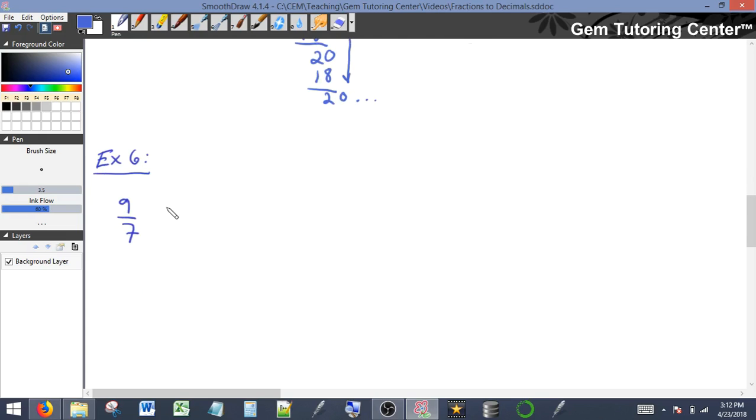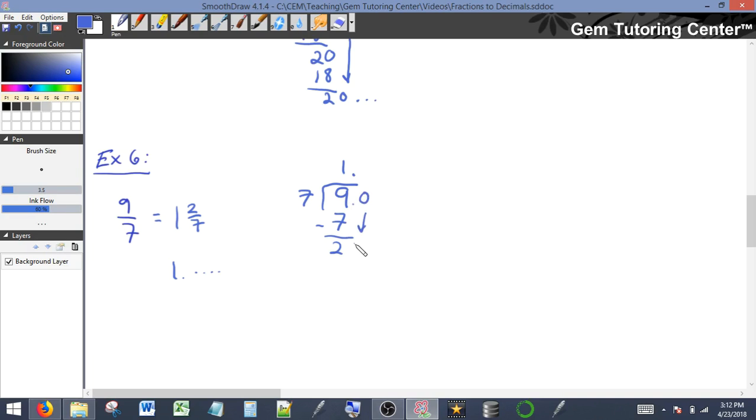9 divided by 7. So this is an improper fraction, right? So we expect that since it's 9 over 7, this is actually the same as 1 and 2/7, right? So we expect our decimal to be 1 point something something something, whatever it is. So let's see how that works. So 9 divided by 7. 7 goes into 9 one time. So that's our 1. And 7 cannot go into 2, so we put a decimal, 0.